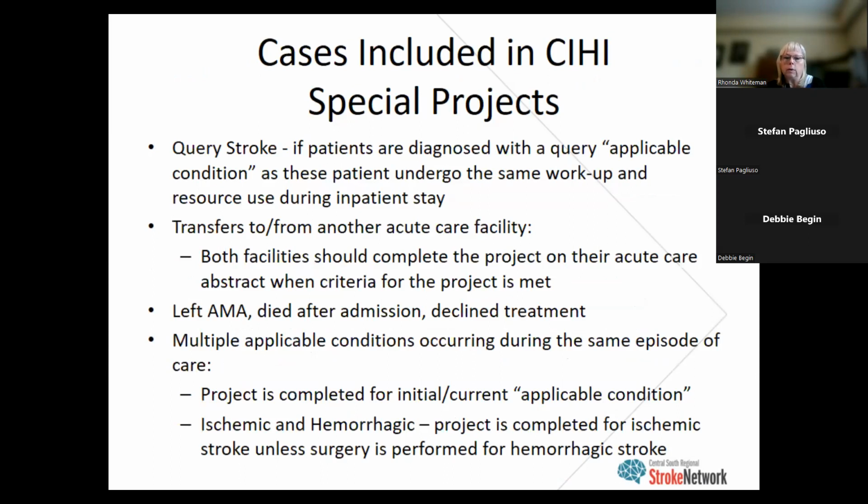We know, or it's transfers to and from another acute facility. Both facilities would complete the project on their abstract. Also, if the patient has left AMA, died after admission, or declined treatment. And if there's multiple applicable conditions, certainly it would be completed for the initial current applicable condition. If the patient has an ischemic and hemorrhagic stroke, the project would be done for the ischemic stroke, unless surgery is done for the hemorrhagic stroke, because that would be one of the exclusions in the clinical handbook.